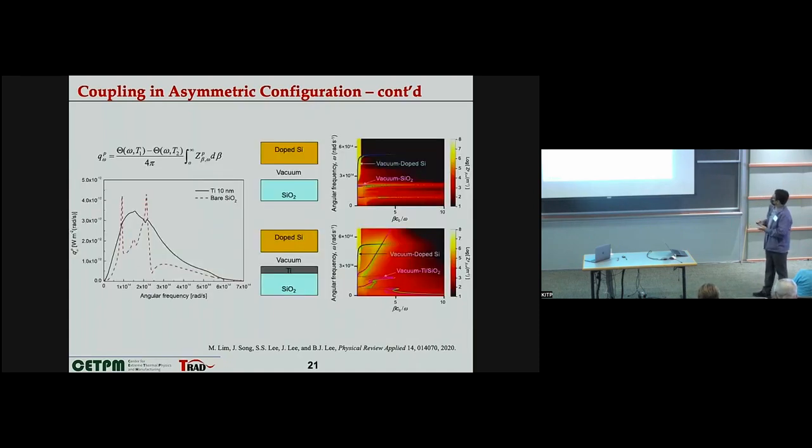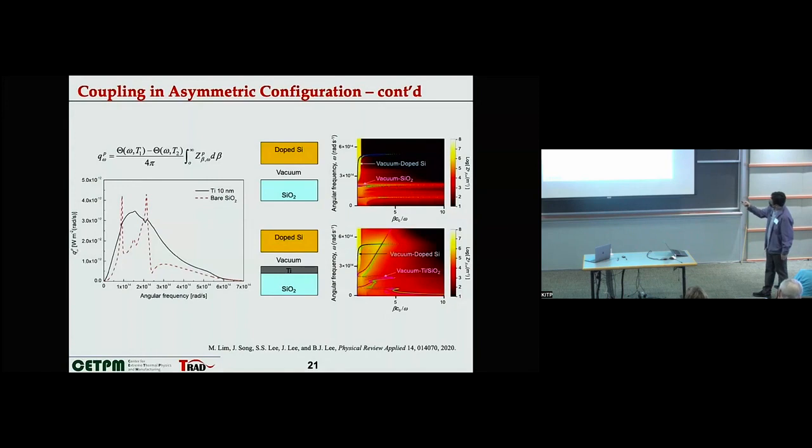And we calculate these plasmonic dispersion curves. So for the reference samples, the resonance on the doped silicon side and the resonance on the silicon dioxide side do not match in terms of the frequency. If we have titanium as a coupler, the vacuum titanium SiO2 configuration will have changed plasmonic resonances, and the doped silicon and the new titanium SiO2 configuration will have some overlap. So that is the mechanism of the heat transfer enhancement.